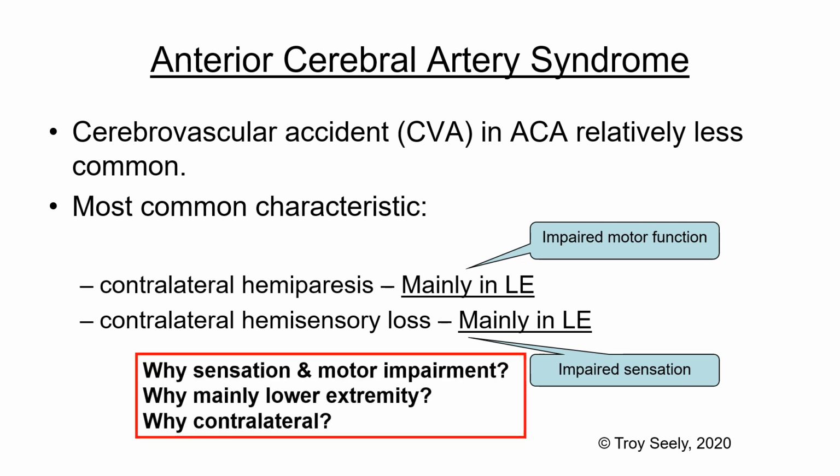With that in mind, let's come around to a couple of questions. Why is it that we have sensation and motor that's impaired? Why is it, in this case, mainly in the lower extremity? And why is it on the opposite side? We're going to break that down.